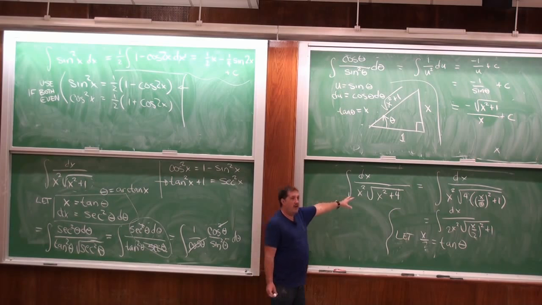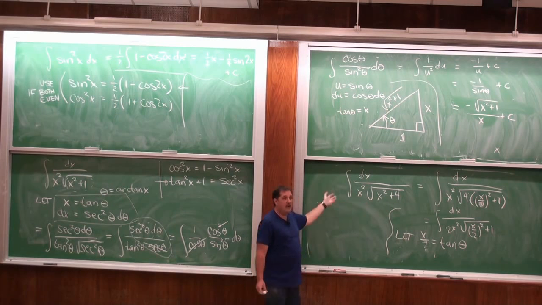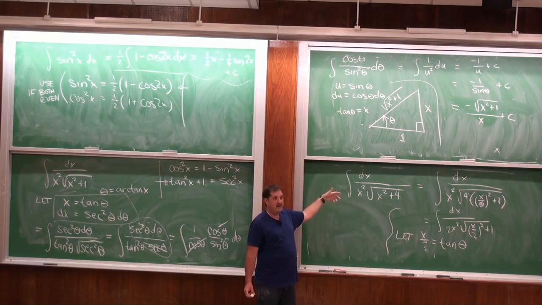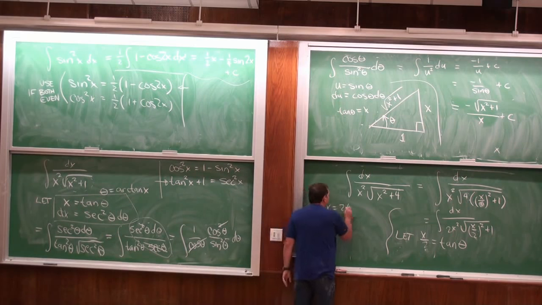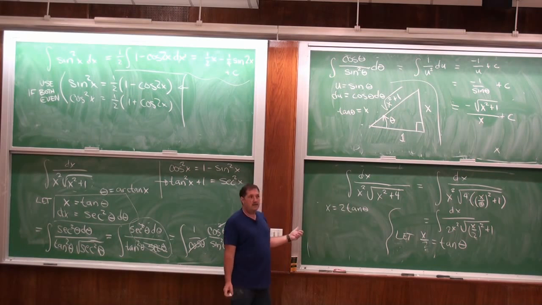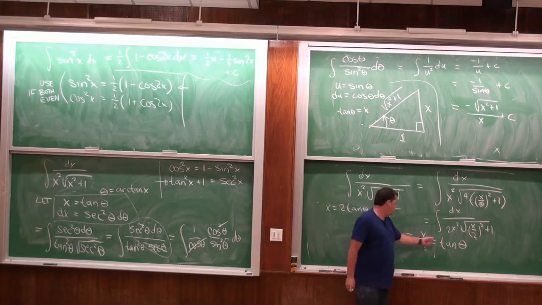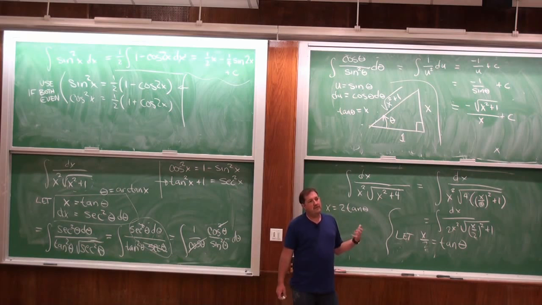The trick here that I want, you really have to divide by the square root. I don't know how to get around it. So if I let x be 2 tangent theta, that's okay. But that's exactly what I did here. I said let x over 2 be tangent theta. Okay. All right.